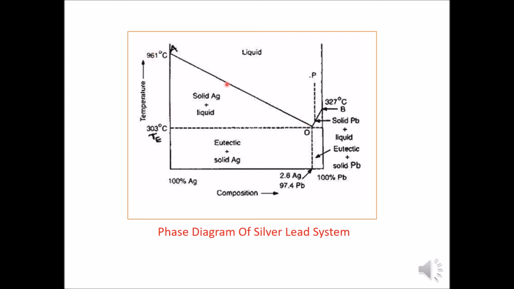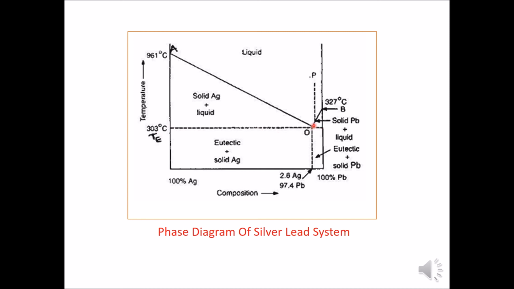And on this BO curve, by the addition of silver in lead, the melting point of lead is decreasing. So earlier the melting point of lead is 327 and of silver 961, and we get a homogeneous mixture by the mixing of lead and silver, which shows a melting point of 303. So this homogeneous mixture is called eutectic mixture because it is completely miscible.